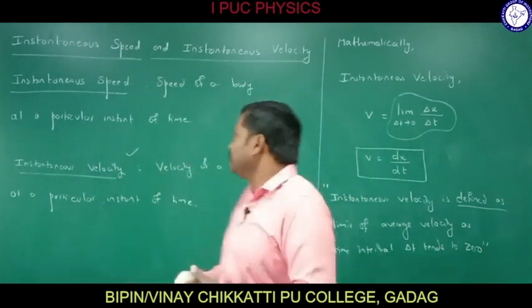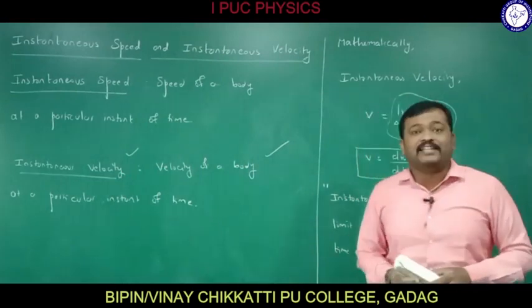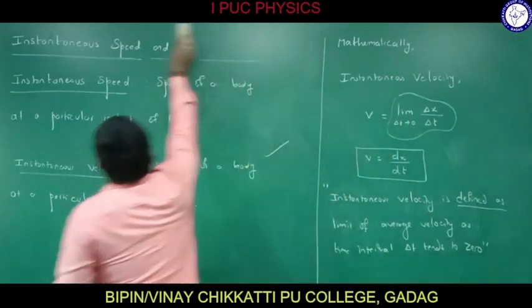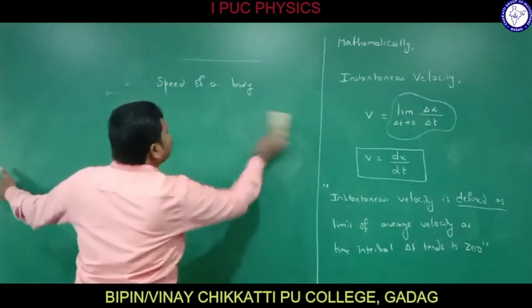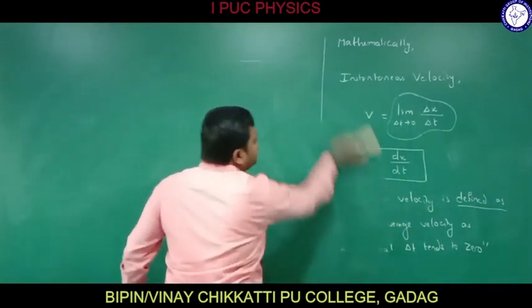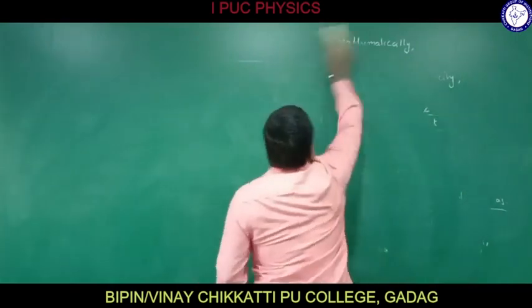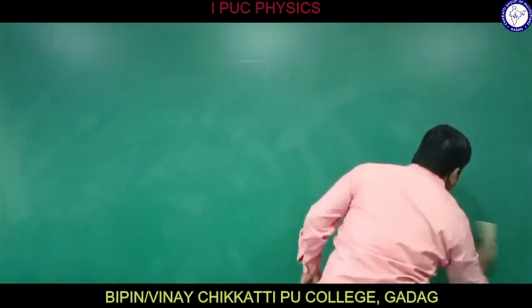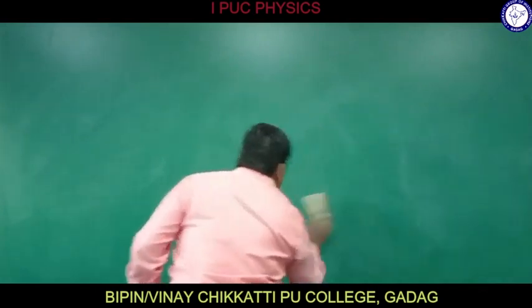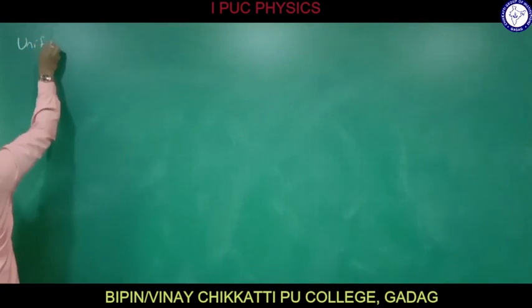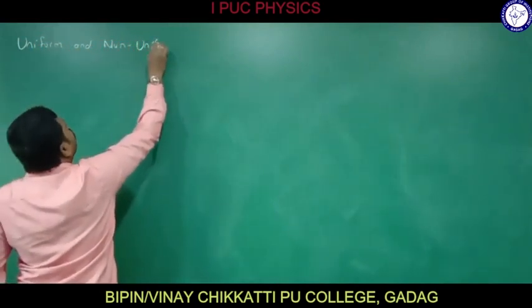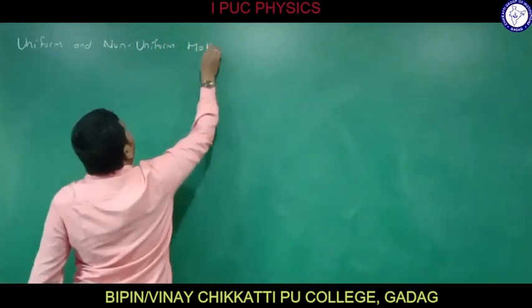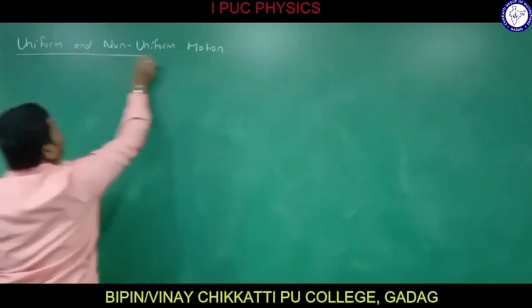After learning instantaneous speed and instantaneous velocity, let me move on to the next concept. Do remember the difference between average and instantaneous. Now let me move ahead with the next concept, that is uniform motion and non-uniform motion. When is the motion called uniform?